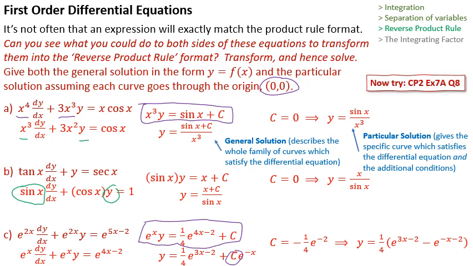Now you should be able to have a go at question 8 from exercise 7a. Using a similar technique to these, look carefully to see what you could multiply or divide both sides of the equation by to convert it into a format where you can use product rule.